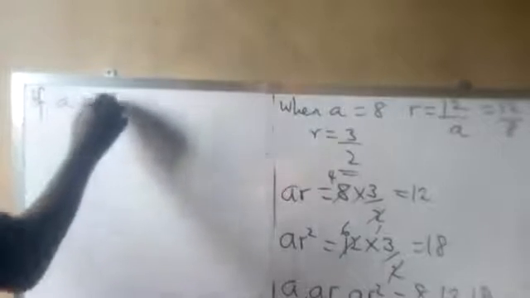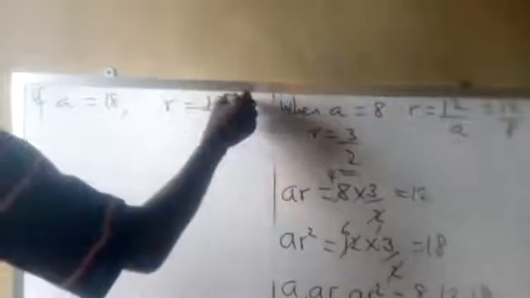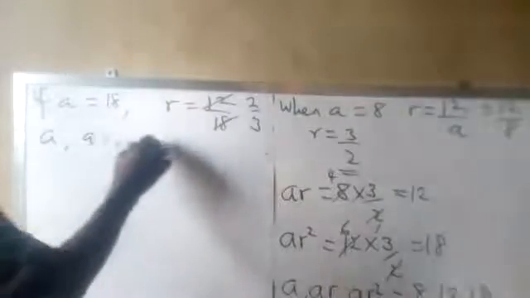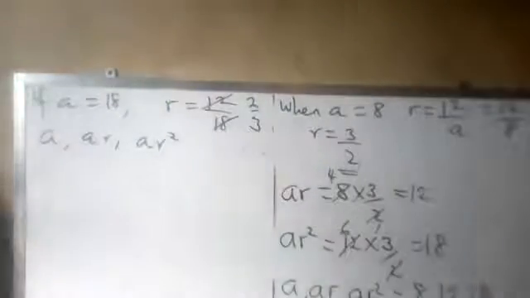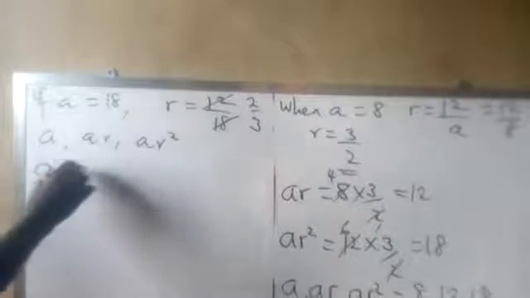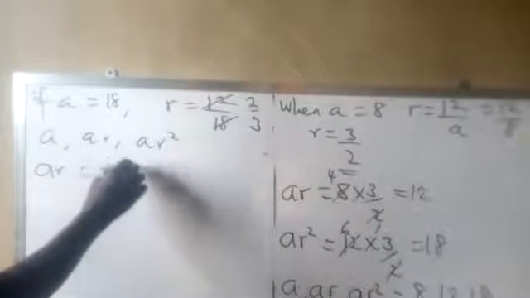Okay. If a is 18, you know that our r is equal to what? 12 all over 18. That is 12 all over a. Okay. That will be what? 6 here 2, 6 here 3. So r will be 2 over 3. So that implies ar squared. How do we get it? Our a is 18. ar will be what? 18 times 2 all over 3. 3 here 1, 3 here 6.